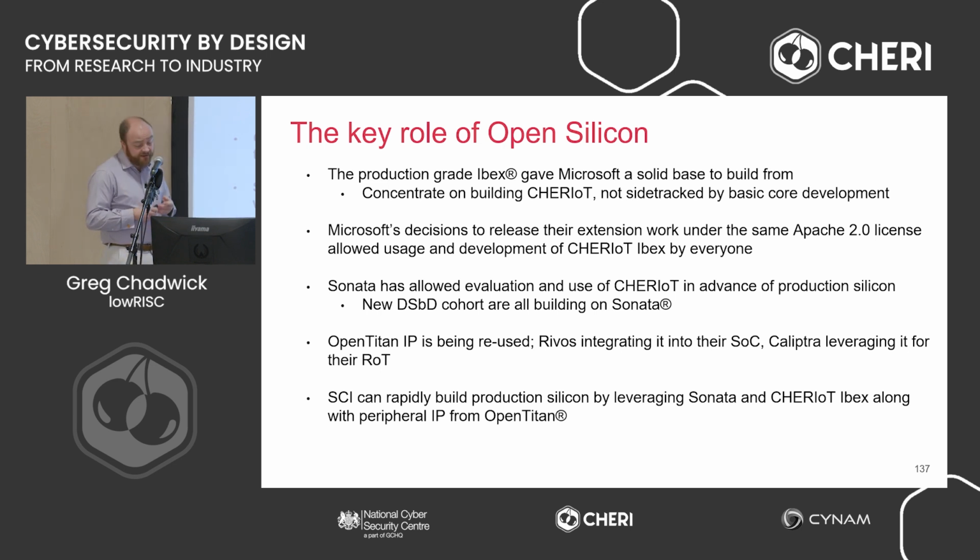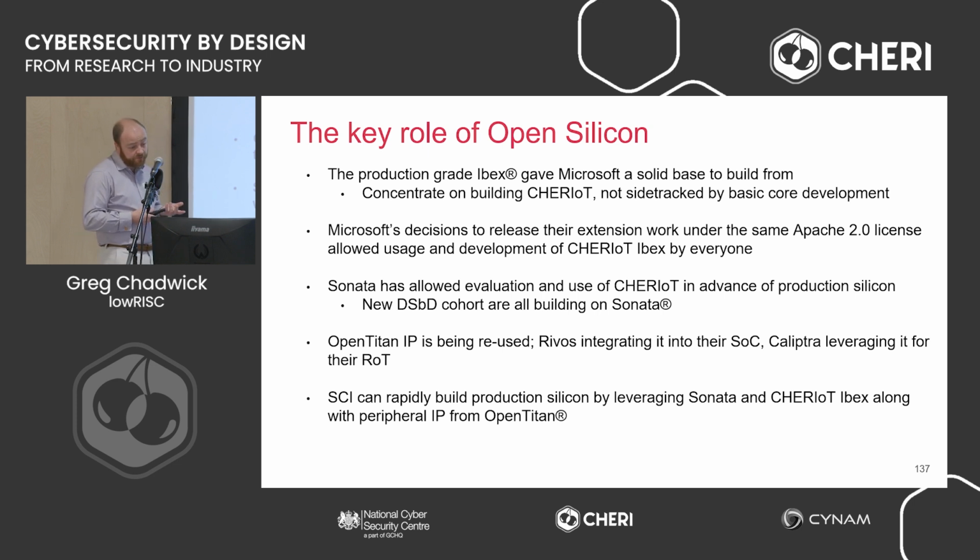Another interesting thing here is all of the work we've been doing in OpenTitan to build that IP. That IP is being reused in various places. So Rivos, a big, very well funded RISC-V startup, recently announced, I think, a $250 million round. They're integrating OpenTitan into their SoC. You see Caliptra, which is another open silicon project, again around root of trust and security. They're also leveraging the OpenTitan IP.